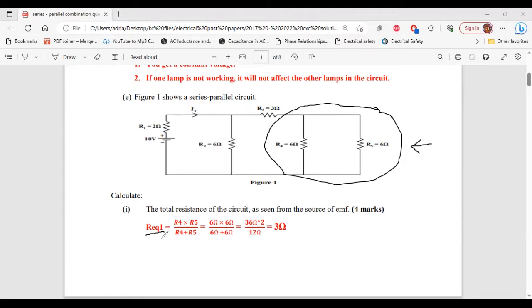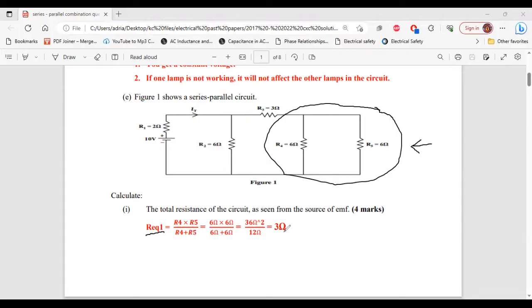That will give us 6 ohm times 6 ohm. That will equal 36 ohm square divided by 6 ohm plus 6 ohm. That will give us 12 ohm. So that is 36 ohm square divided by 12 ohm, and that will give us 3 ohm. So this is the equivalent resistor value of R4 and R5.